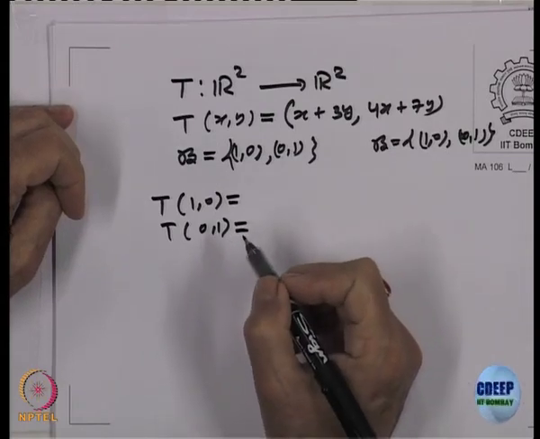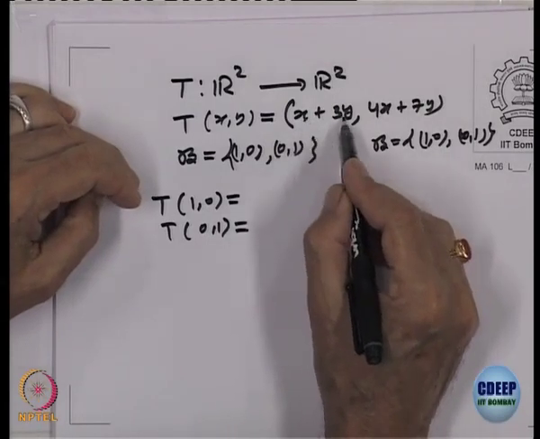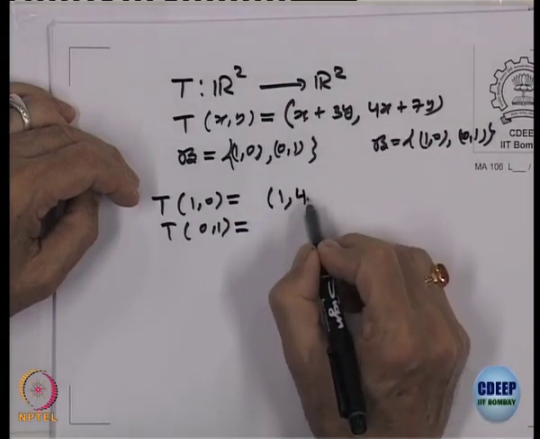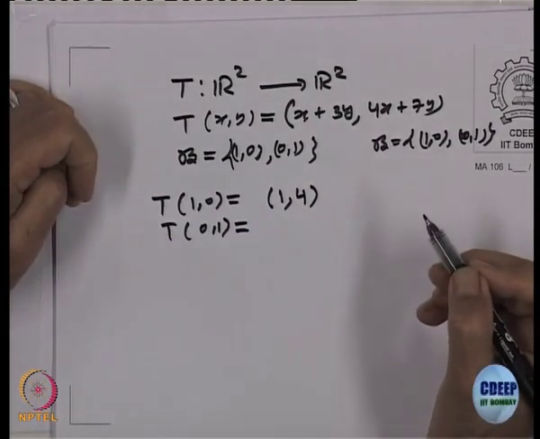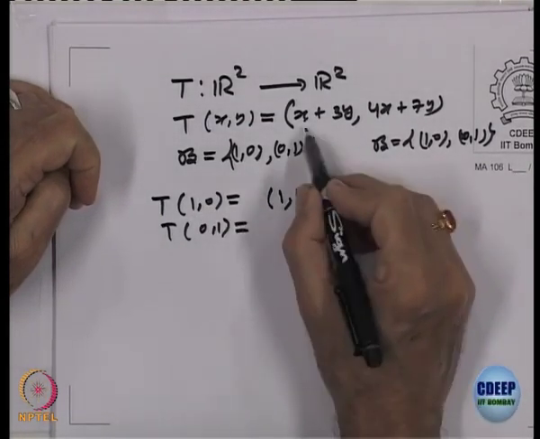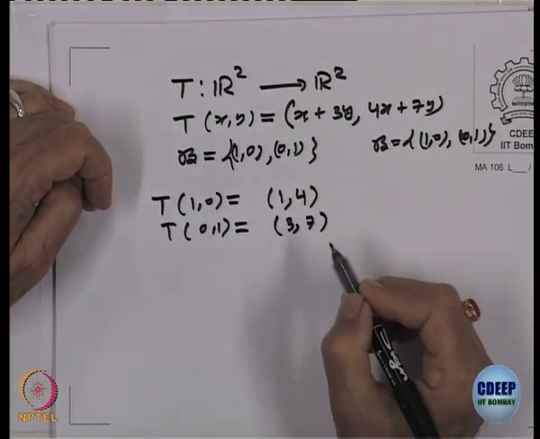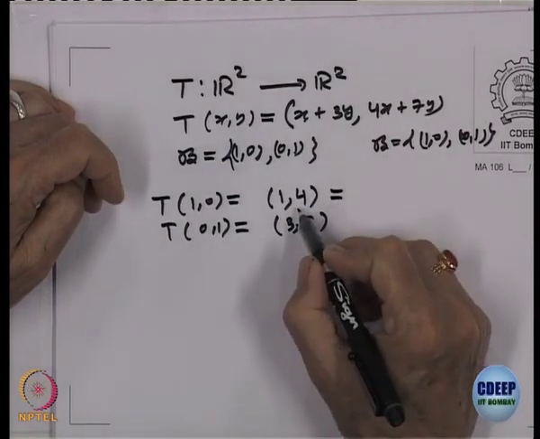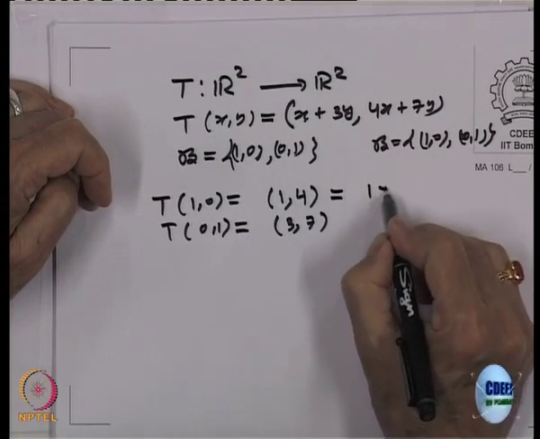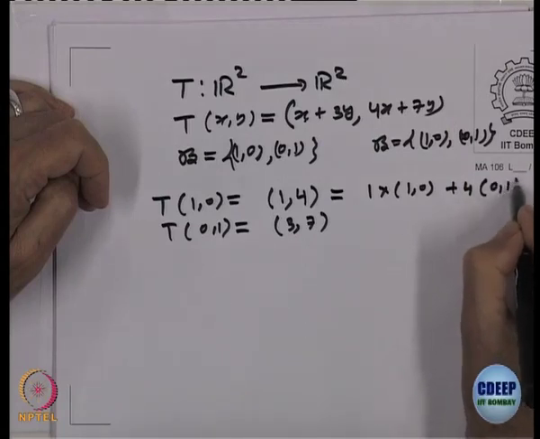I have to find the matrix of T. So, what is T of (1, 0)? So, x is 1 and y is 0. The first element is 1 and the second element is 4. Is that okay? What is T of (0, 1)? X is 0, y is 1, so this is (3, 7). So, I should write this as a linear combination of the basis elements. So, that is simply 1 times (1, 0) plus 4 times (0, 1).